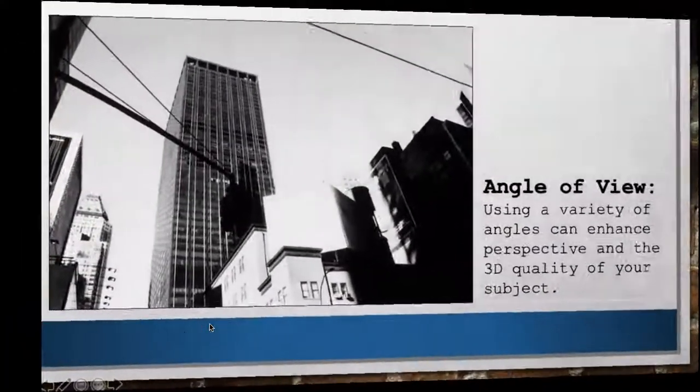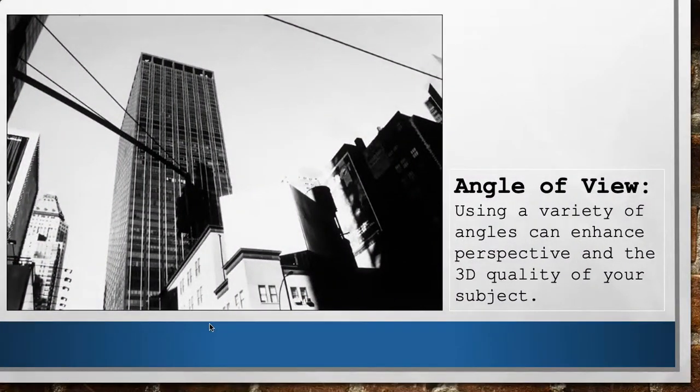Angle of view. Angle of view is all to do with the vantage point, the position that you're in when you're taking your photos. To make your pictures look dynamic, it's important to have a variety of different angles to enhance the perspective. So this is one of my shots I took in New York. Here you can see I'm looking up, and then you've got these lovely lines coming across as well. So that really emphasizes the angle of view.